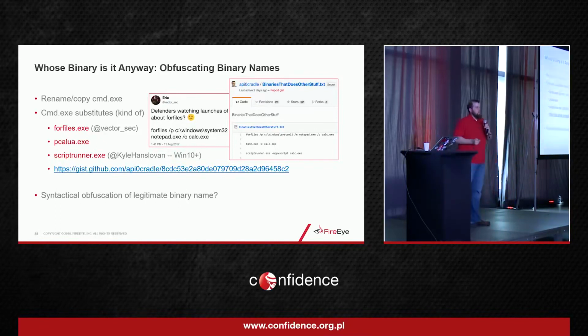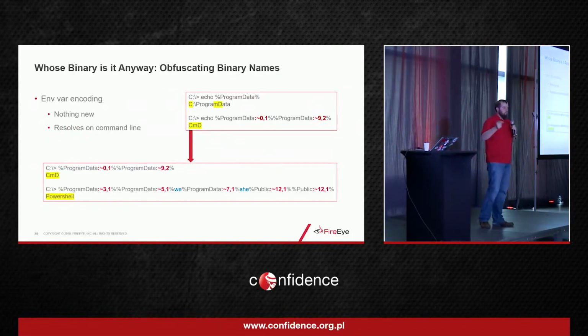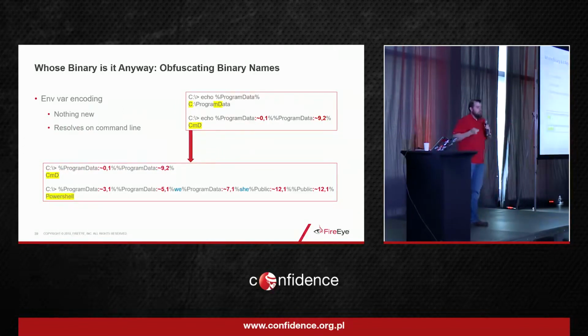And the examples we'll look at are the strings CMD and PowerShell. One way we can do that is with environment variable encoding. If you have known environment variables, you can use this syntax to get substrings out of them. So if we echo ProgramData, we get this, and assuming that C is the path that you have, then if we echo these two substrings of ProgramData, we get CMD. The bottom example is doing the same with PowerShell.